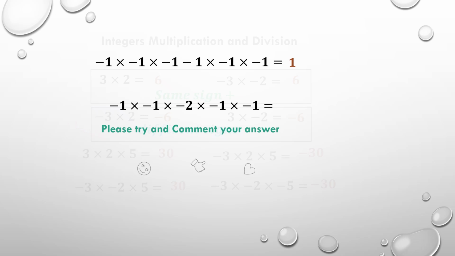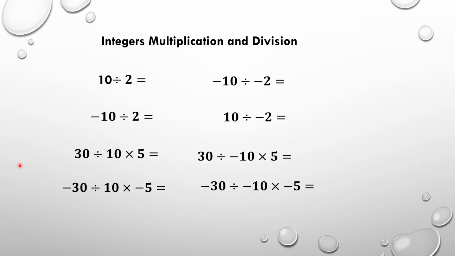Now, let's look at the division. If we have such integers divided, it's the same rule. If it's the same sign, it's positive. If it's different signs, it's negative. 10 divided by 2 is 5. Negative 10 divided by negative 2 is positive 5 because it's the same sign.